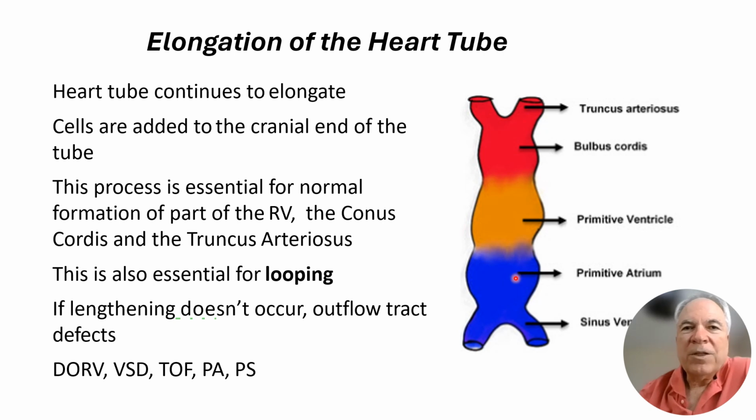So you can see the various parts of the heart tube. This is important to note, all these different parts. The sinus venosus becomes the veins that enter the heart. You have the atrium here, you have the ventricle, and then the bulbus cordis, which is the outflow tract, and then the truncus arteriosus, which becomes the aorta and the pulmonary artery.